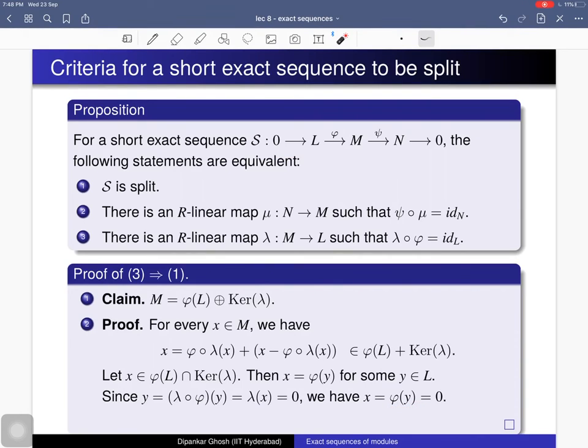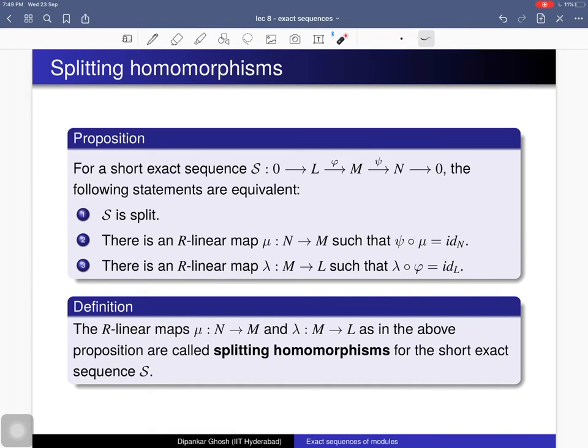So, from this proposition we can see that this short exact sequence is split if and only if you have a map from N to M such that this composition is the identity, and it is equivalent to have a map from M to L such that this composition is the identity, because the existence of this kind of maps gives that this short exact sequence should be a split short exact sequence. So, this kind of maps we call splitting homomorphisms.